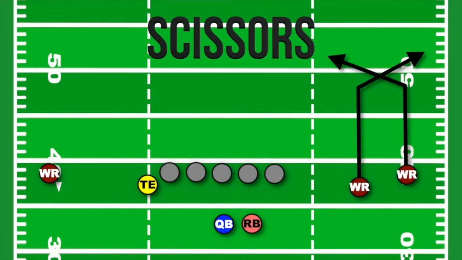Scissors is the most common way offenses attack cover 2 and cover 4, and it's just a corner route from the inside and a post route from the outside. This intersection creates physical and mental difficulties for 2 high defenses.